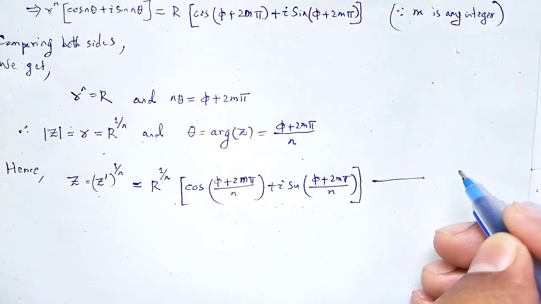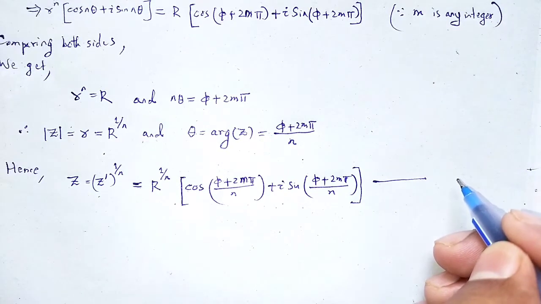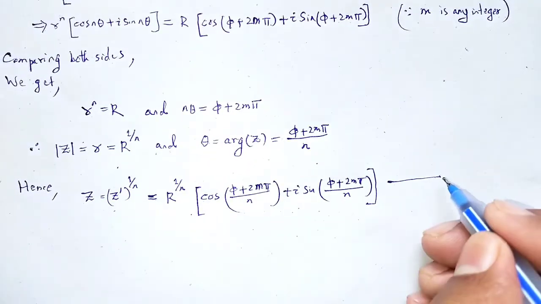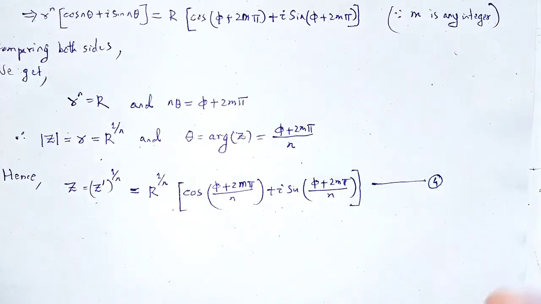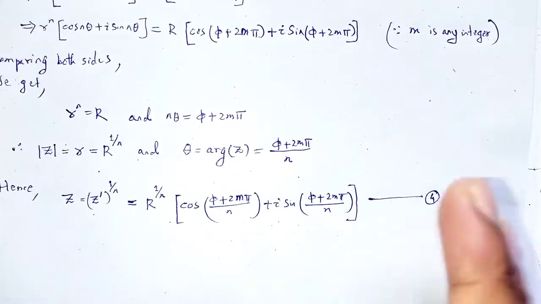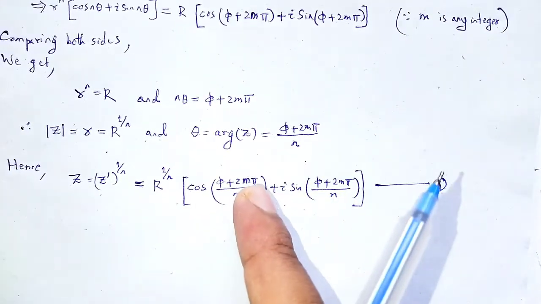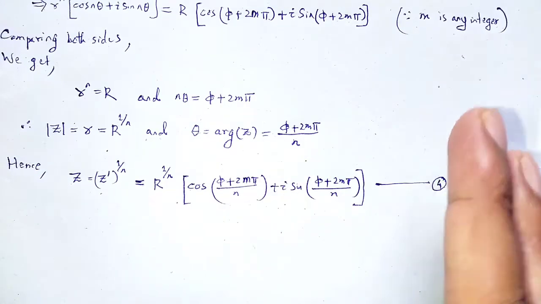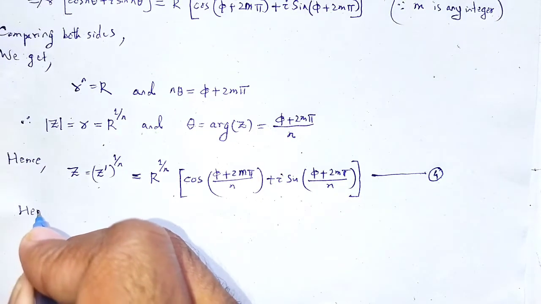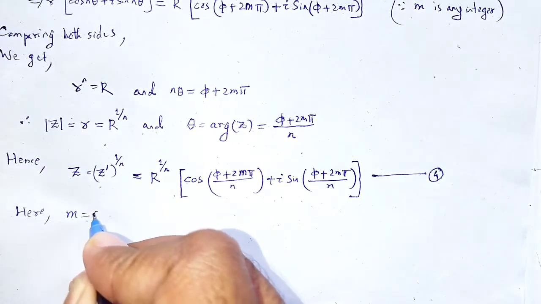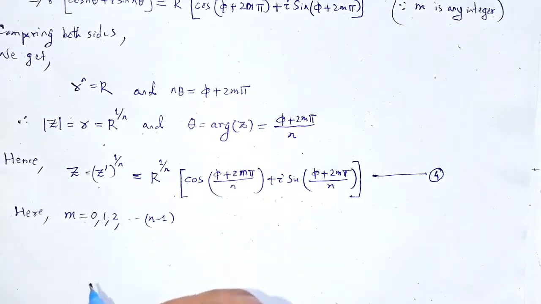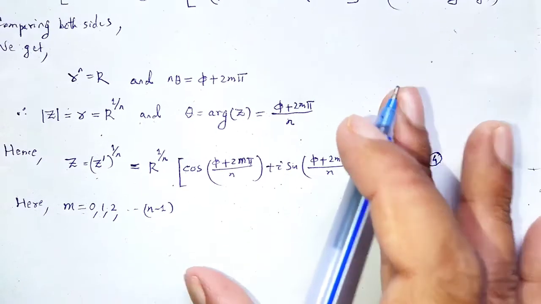That is equation number 3, and that is taken as equation number 4. As we prefer z to the power 1 by n, by putting the values of m, we can find n number of roots here. By putting m equal to 0, 1, 2 up to n minus 1, as it starts from 0, we have the corresponding roots.